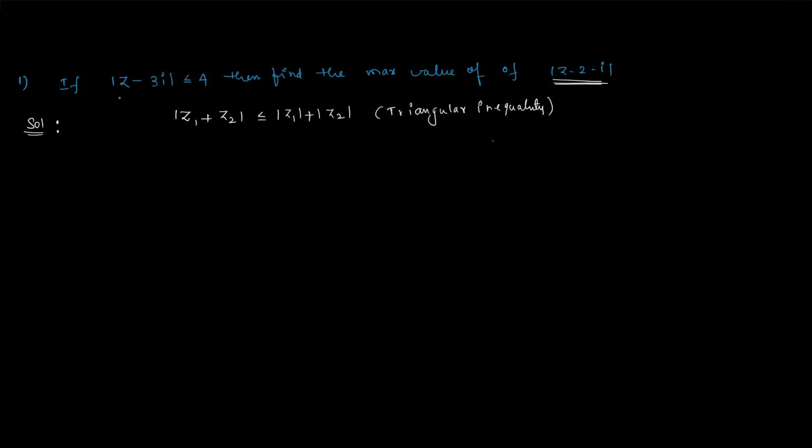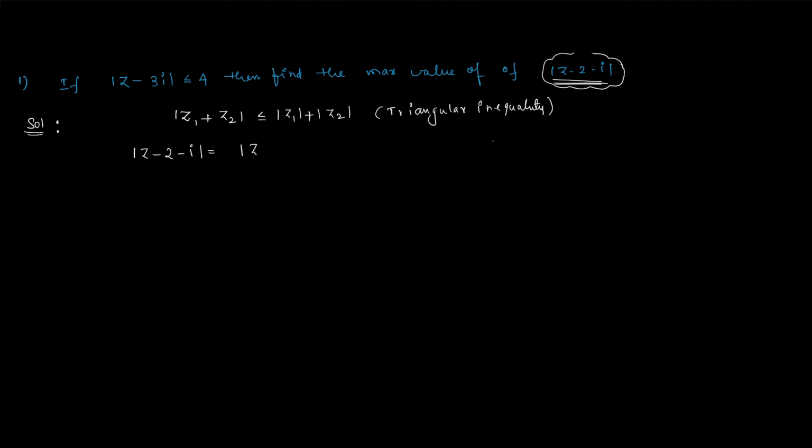Now here, modulus of z minus 3i is less than or equal to 4 is given. This is the only information given, and we have to find the maximum value of modulus of z minus 2 minus i. So what we do is, we adjust this, because we know that modulus of z minus 3i is less than or equal to 4. So we adjust modulus of z minus 3i into the required value, modulus of z minus 2 minus i.